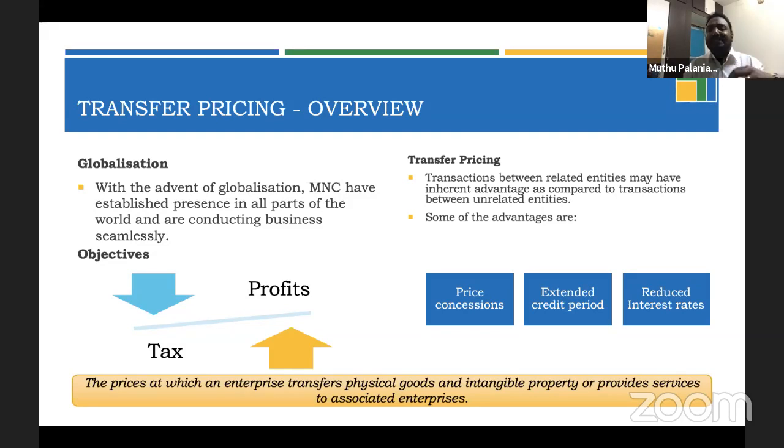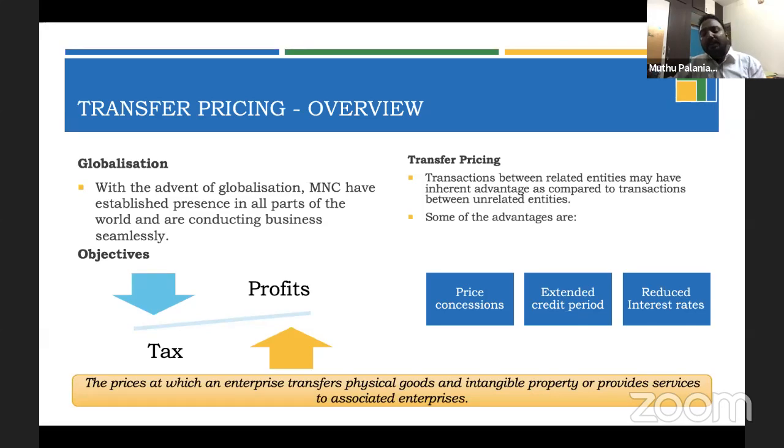The next advantage could be the extended credit period. A regular customer comes with a 30-day credit period, where the due date is 30 days from the invoice date, whereas for associated enterprises, you give 180 days. The interest portion underlying this period between the 30th day and the 180th day is the benefit that the related entity could be earning. That is one of the advantages that related entities, part of the same group, could benefit from.